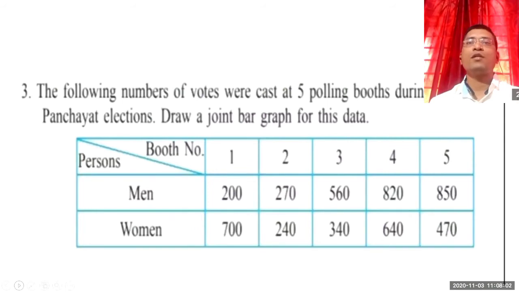The following numbers of votes were cast at 5 polling booths during the Gram Panchayat election. Draw a joint bar graph for this data. So dear students, you know election. In an election, booths are arranged on the Gram Panchayat level. You will see in schools polling booths were arranged and people came to give votes for their representative.